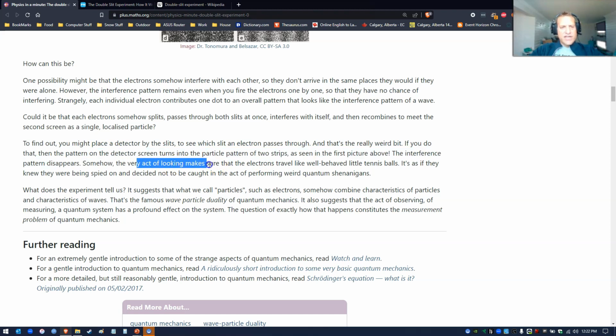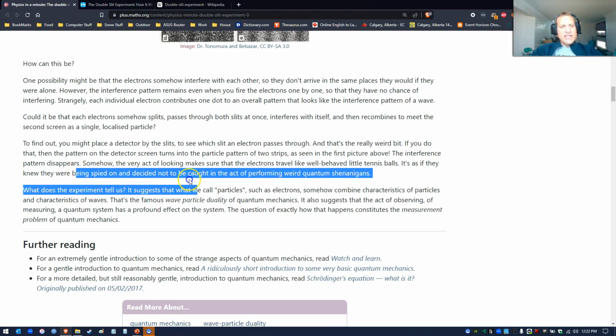Yeah, so somehow the very act of looking makes sure that the electrons travel like well-behaved tennis balls. Well, it's as if they knew that they were being spied on. See, that's the weird thing. It's as if they knew that they were. What do you mean they knew that they were being spied upon? You had a detector there. You're creating an interaction, an observation to occur, which means you're changing the lifetime behavior, the lifetime history of that electron, compared to not observing it. Of course, it's different. It's weird how they're so perplexed by it, right?